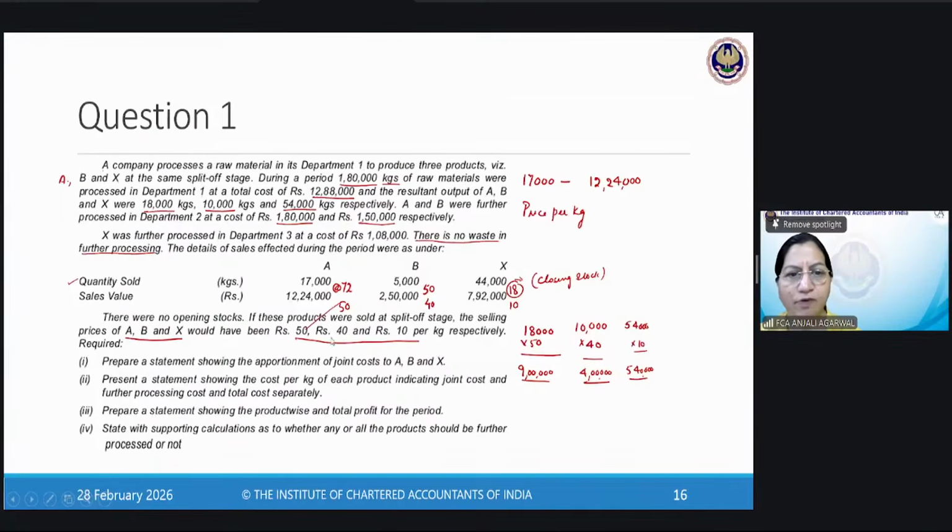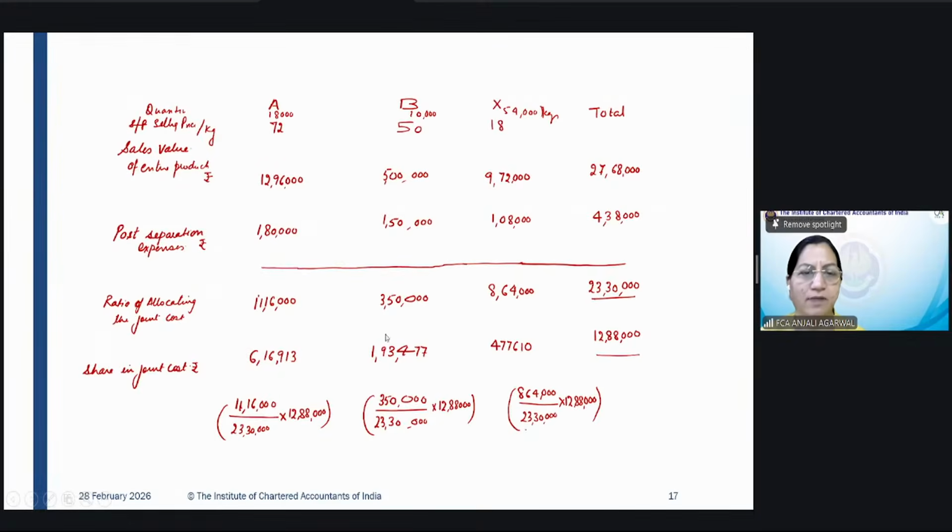But in this case, 40, 50, 40, 10 could also be used. So joint cost could have also been allocated in the ratio of 9:90:40:54. Right? So first prepare a statement showing the apportionment of joint cost to A, B, X. This is our first statement showing the apportionment using net realizable value.